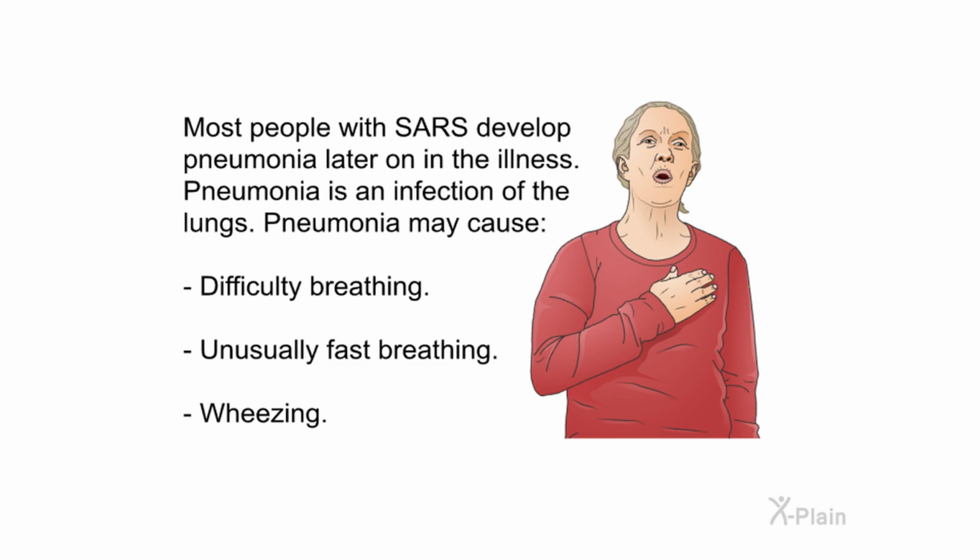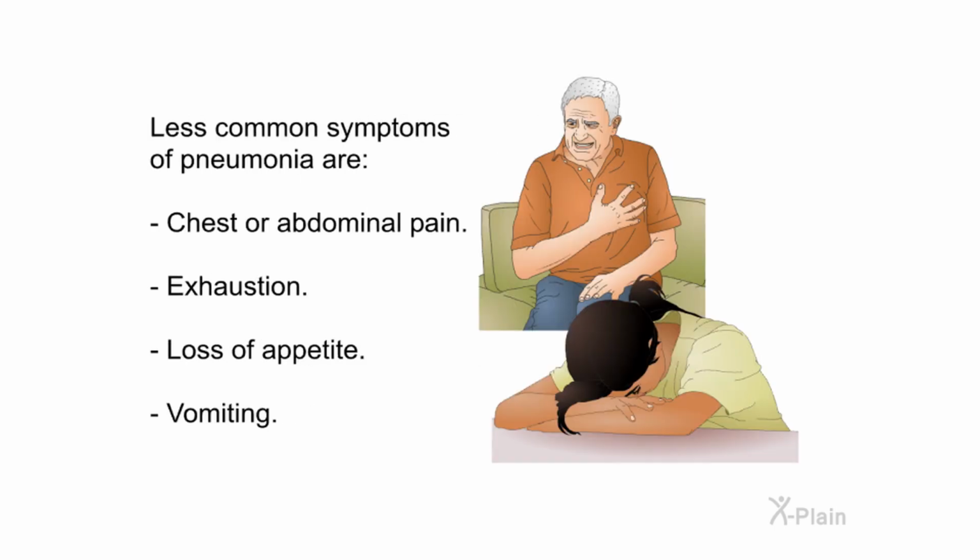Most people with SARS develop pneumonia later on in the illness. Pneumonia is an infection of the lungs. Pneumonia may cause difficulty breathing, unusually fast breathing, and wheezing. Less common symptoms of pneumonia are chest or abdominal pain, exhaustion, loss of appetite, and vomiting.